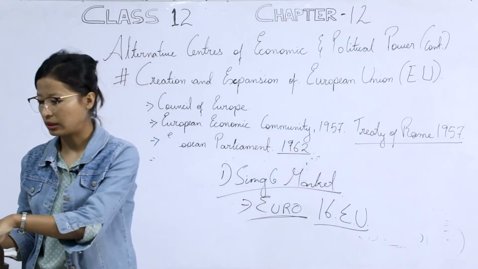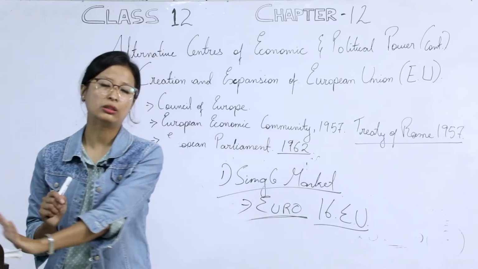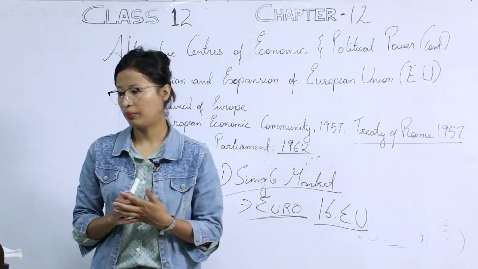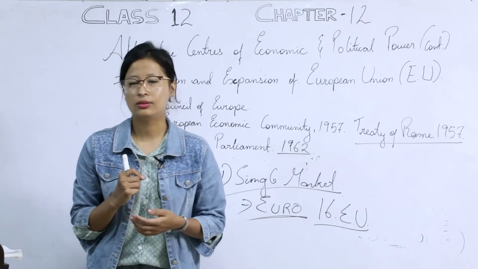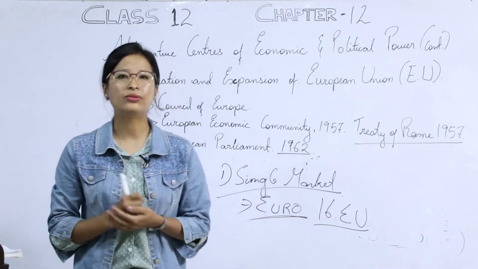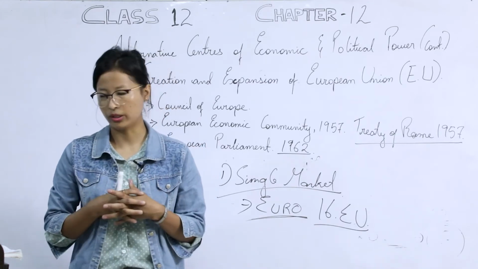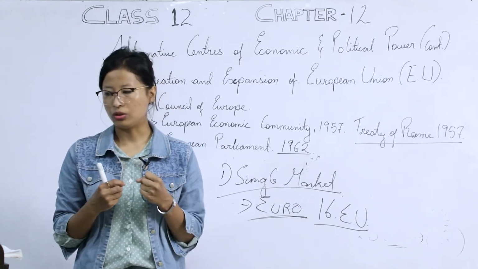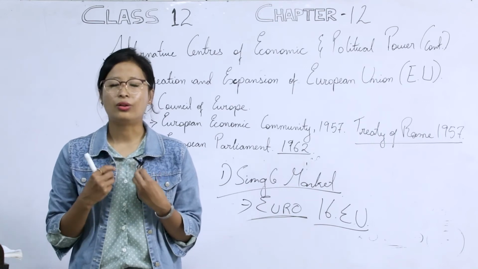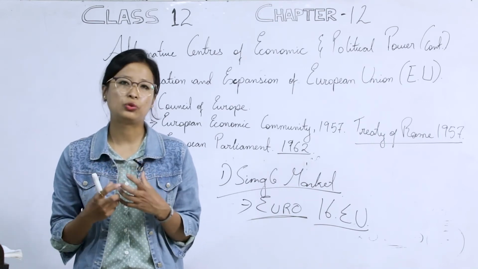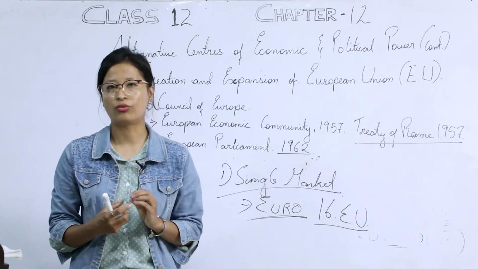The second one is the political and diplomatic impact. Now, in 1979, when the Soviet Union attacked Afghanistan, the European Union imposed a strict sanction against the Soviet Union.